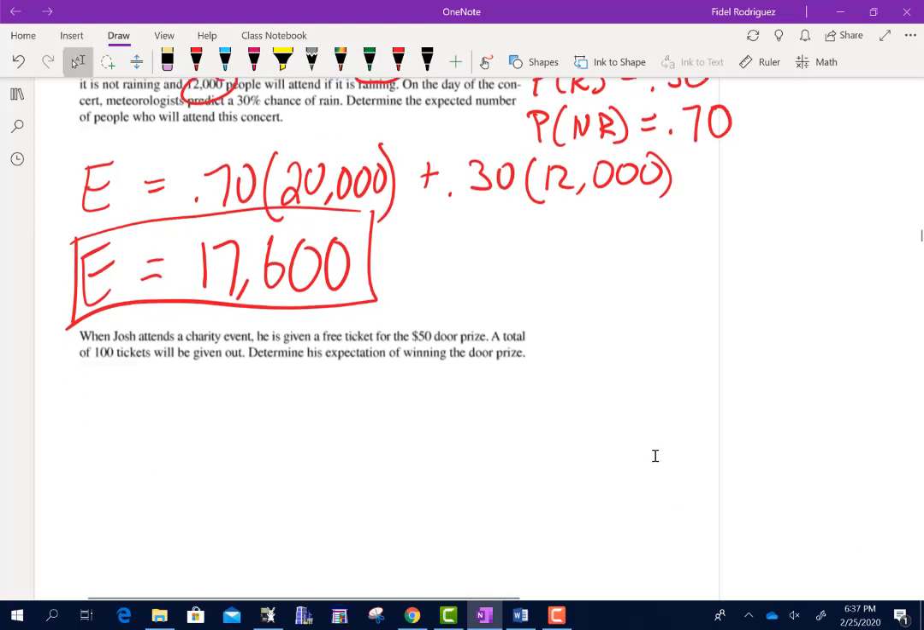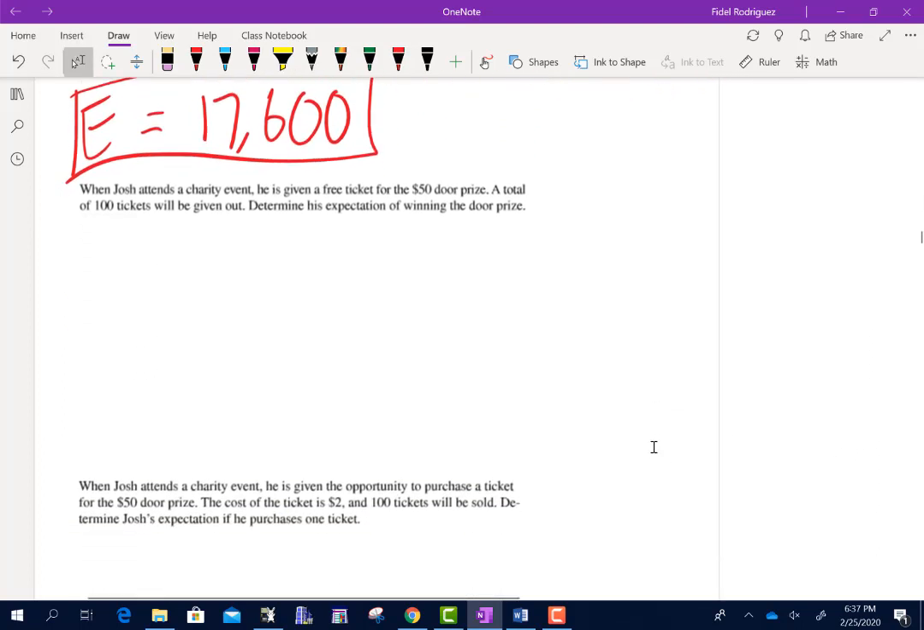All right, so let's take a look at the next problem here. It says, when Josh attends a charity event, he's given a free ticket for the $50 prize. A total of 100 tickets are going to be given out. Determine his expectation of winning the door prize.